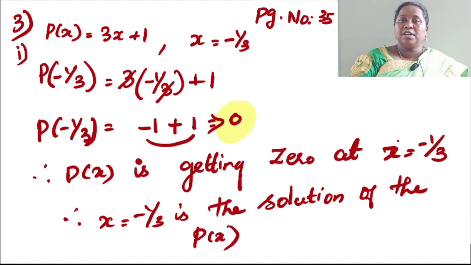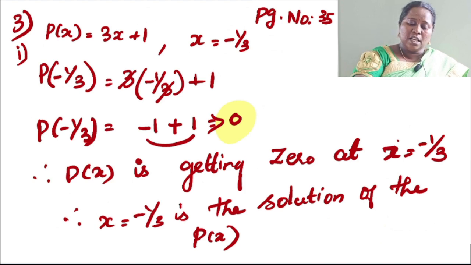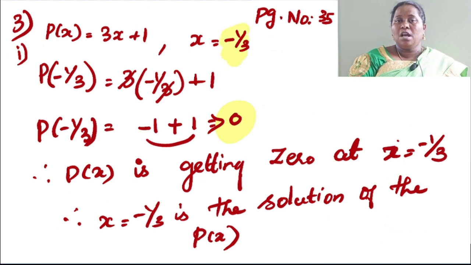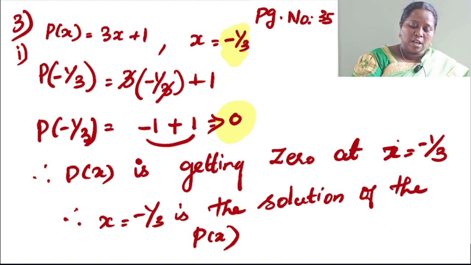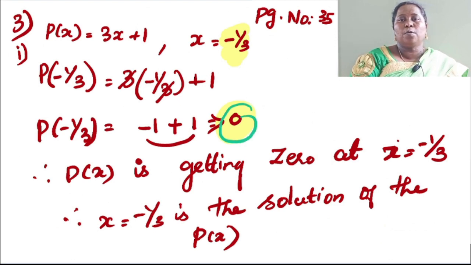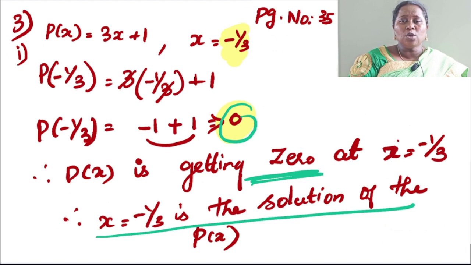In the third sum they have given one value for x. What is x? x is equal to minus 1 by 3. I have substituted it in the polynomial p of x and I got the value 0. If for a particular value the polynomial is getting 0, then x is the root of this polynomial, or you can say that x is equal to minus 1 by 3 is the solution of the polynomial p of x.